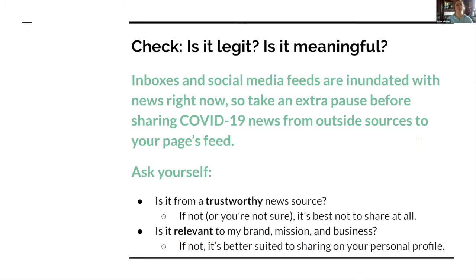And then even if it is from a trustworthy news source, think about, is it relevant to your page or your business, your brand, your mission? How does it relate to what you're trying to do for your market or your vendor business? And if you can't really figure out how it's relevant, it's probably something you should just share on your personal profile. But if there's some kind of national news about farmers markets, or if there's a great article about how community is coming together to support local businesses or farmers or something like that, that's really relevant to what you do. So that would make sense to post something like that and share it with your followers, if that makes sense.